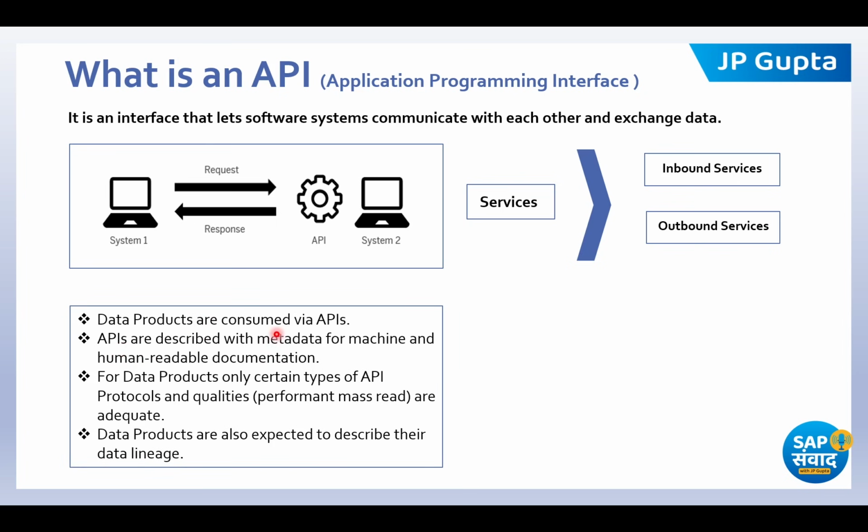Here again, we have some key points related to the data products, and I want to highlight them again. Data products are consumed via APIs. APIs are described with metadata for machine and human readable documentation. For data products, only certain types of API protocol and qualities are adequate. Data products are also expected to describe their data lineage.